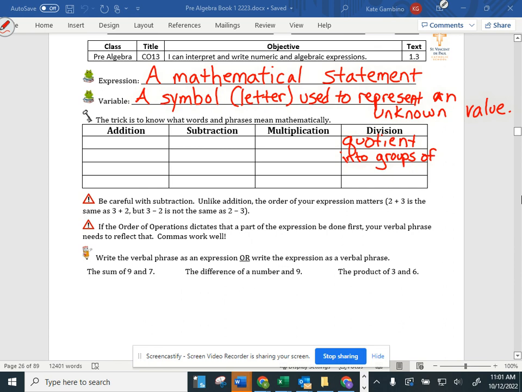If we have 18 M&Ms and we want to put them in groups of 3, we're going to be dividing, right? I'm just working backwards today because I'm feeling all off kilter with all the stuff happening today. So we're going to work backwards.